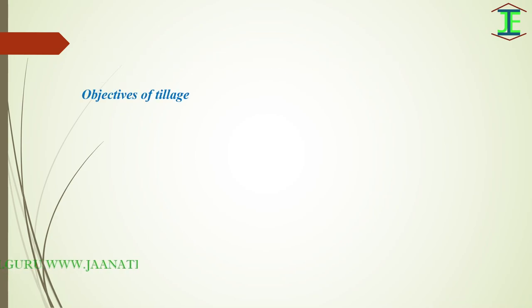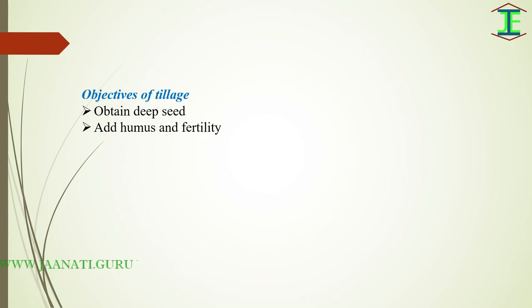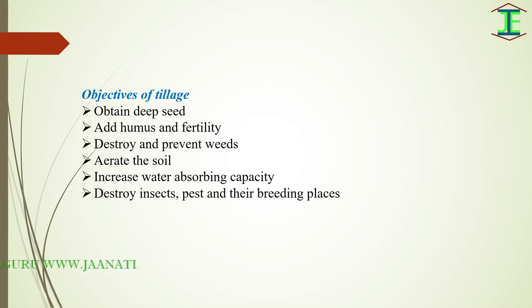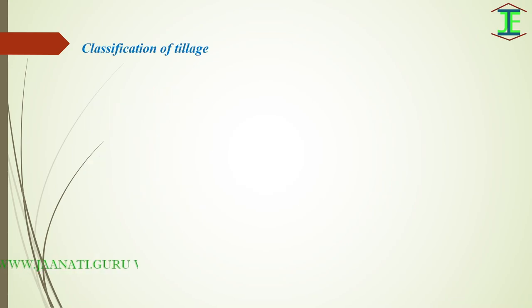The main objectives of tillage are to obtain a deep seed bed for crop growth, to add humus and fertility to the soil, and to destroy and prevent weeds. By proper tillage, we can aerate the soil for proper growth of crops, increase the water absorbing capacity of the soil, destroy the insects and their breeding places, and reduce soil erosion. Tillage can be done in two ways, that is primary tillage and secondary tillage.